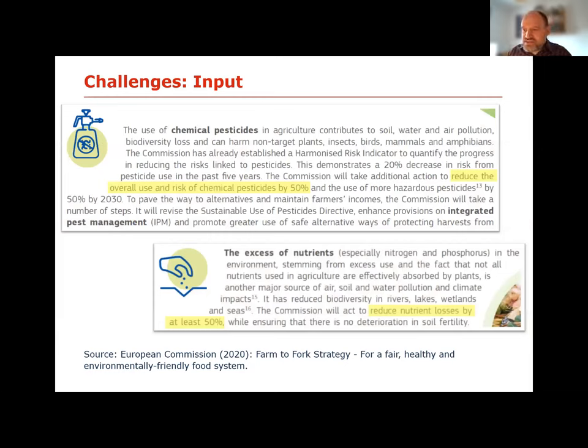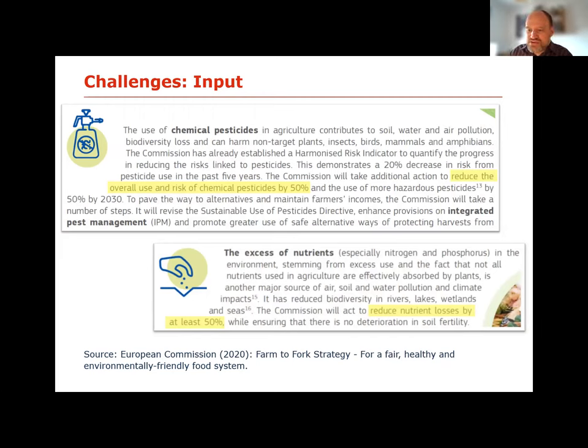And then these are some excerpts from the European Commission, the Farm to Fork strategy, actually, where they make some statements on the inputs that you can use for doing agricultural production. And the key parts are marked in yellow here.